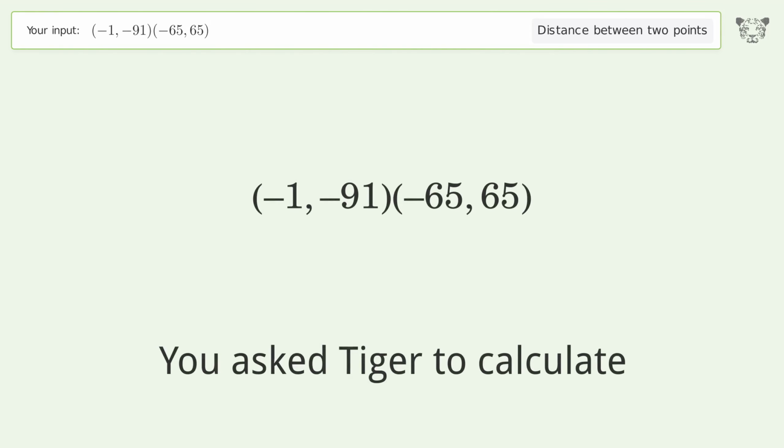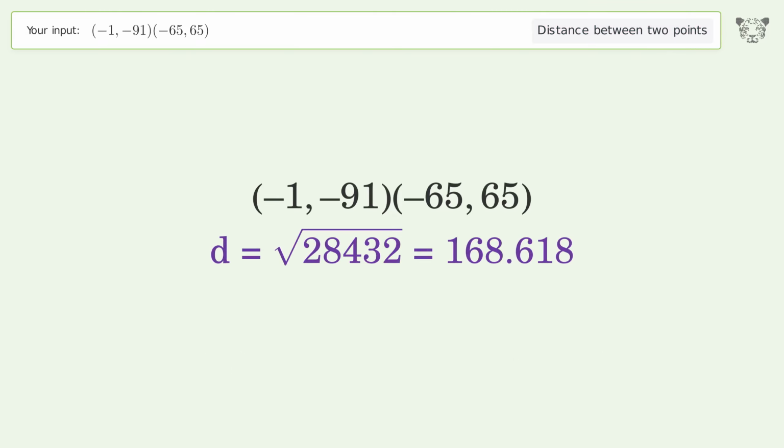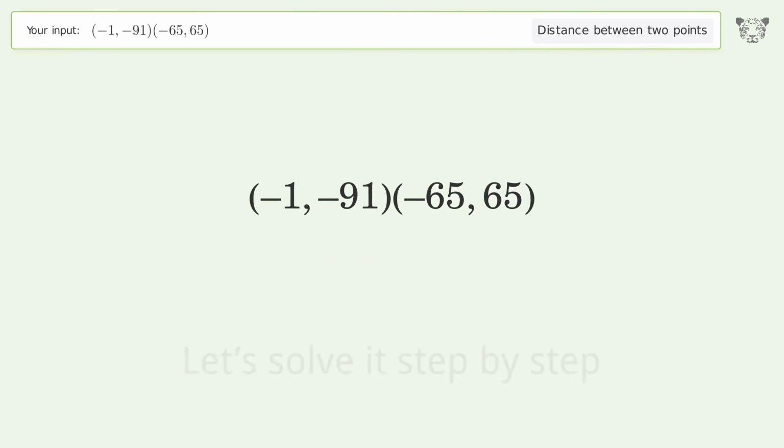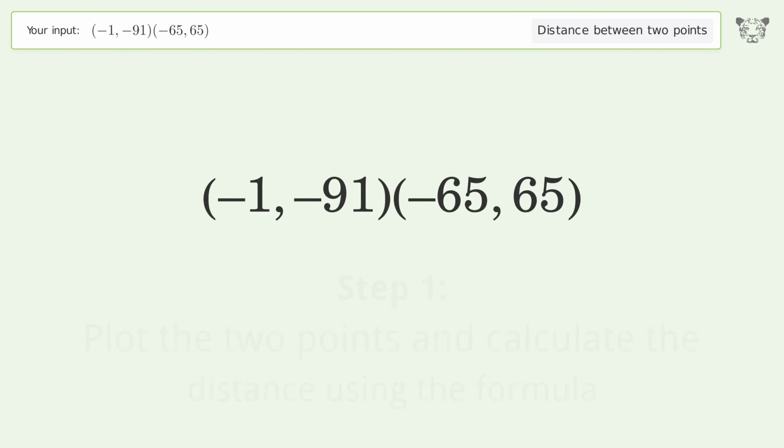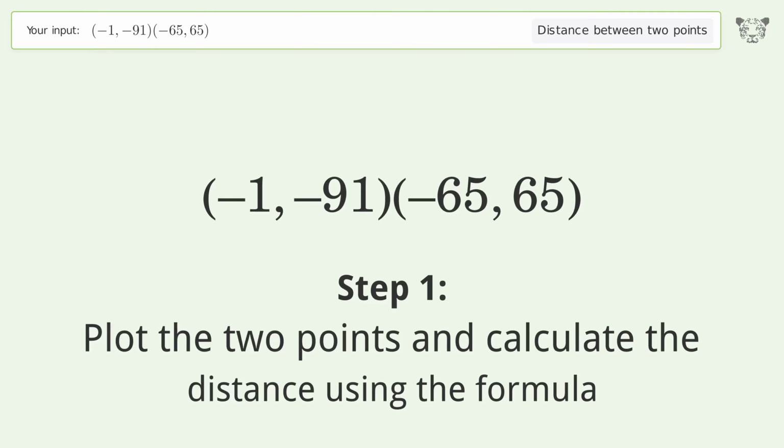You ask Tiger to calculate. This deals with the distance between 2 points. The distance between the 2 points is the square root of 28,432, or 168.618. Let's solve it step by step. Plot the 2 points and calculate the distance using the formula.